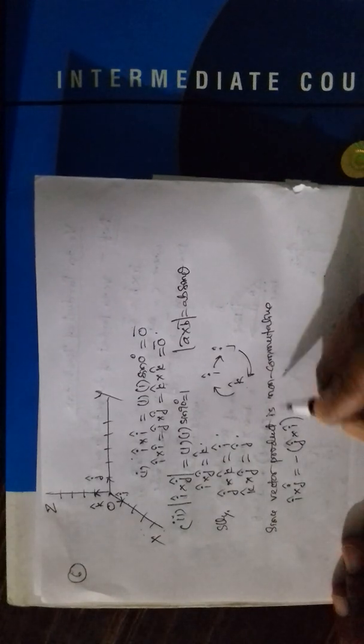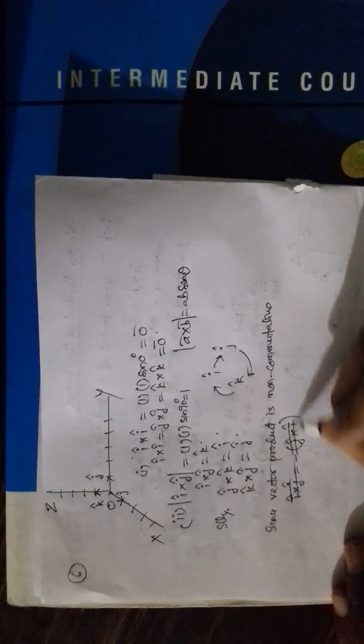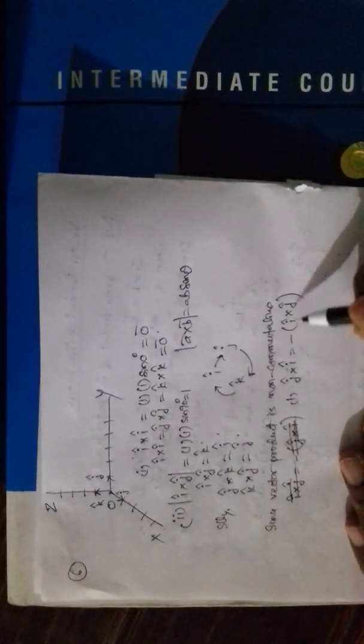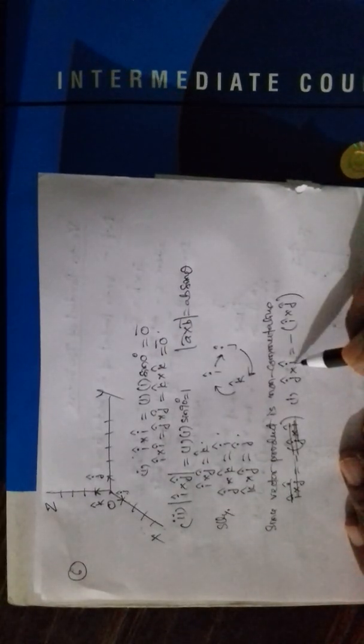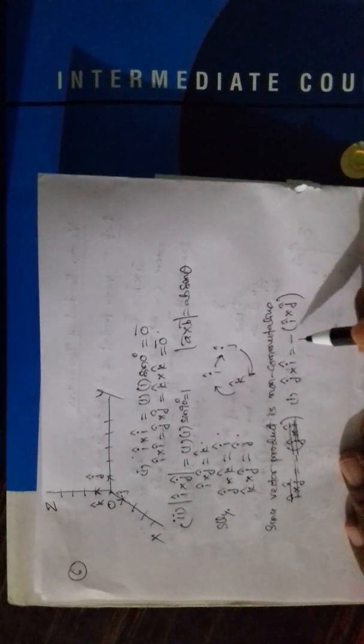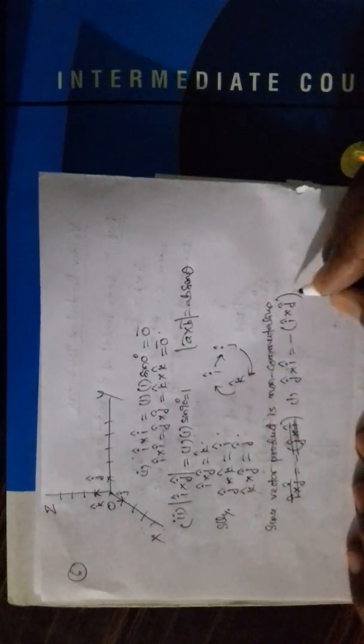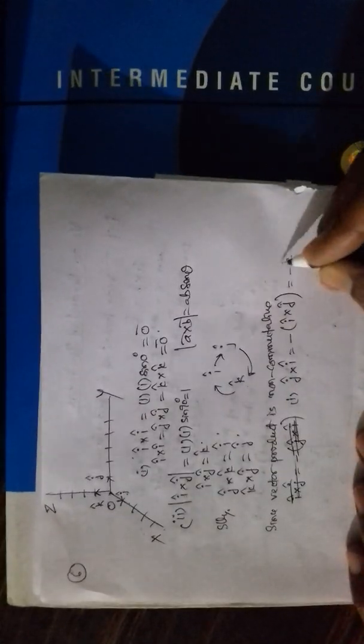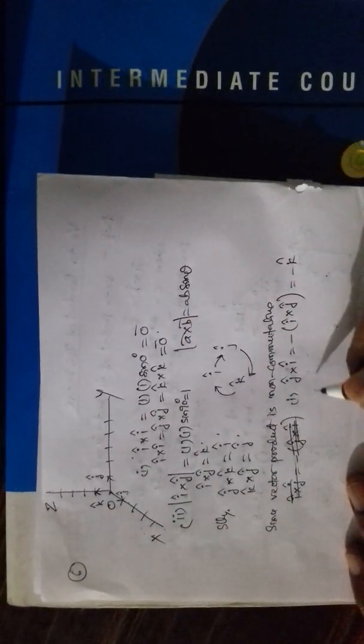Or you can write in another way. Let us write in another way. j cross i is equal to minus of i cross j. i cross j and j cross i are not equal, they are oppositely directed, therefore the minus sign came. But i cross j is equal to k, so j cross i is minus k.